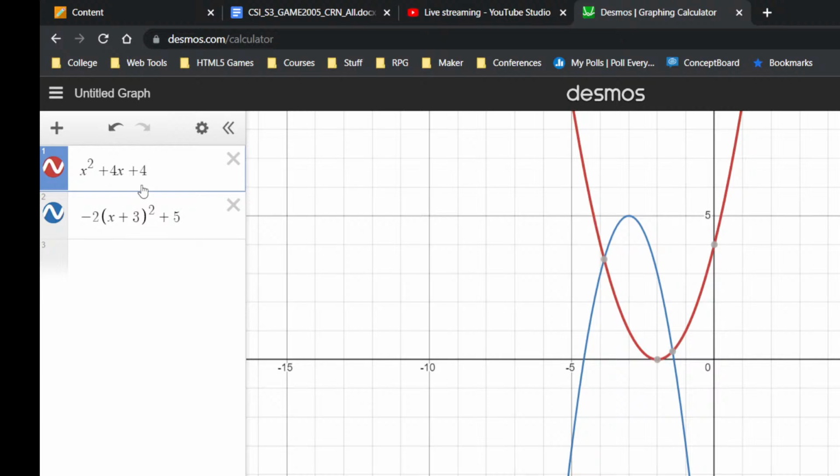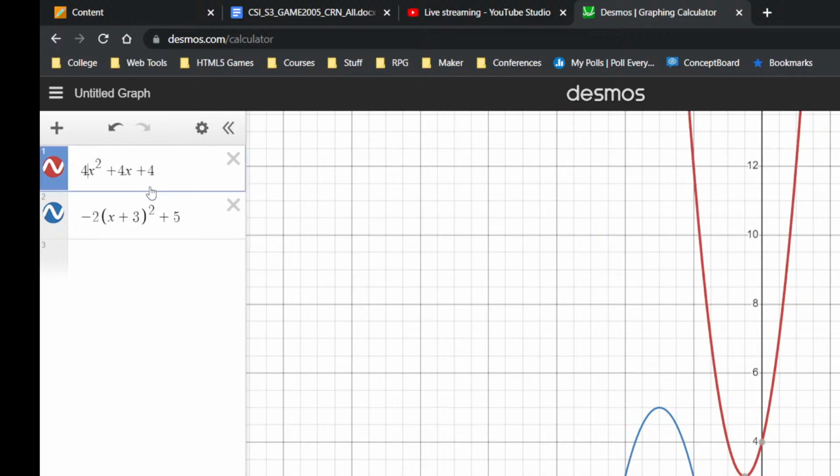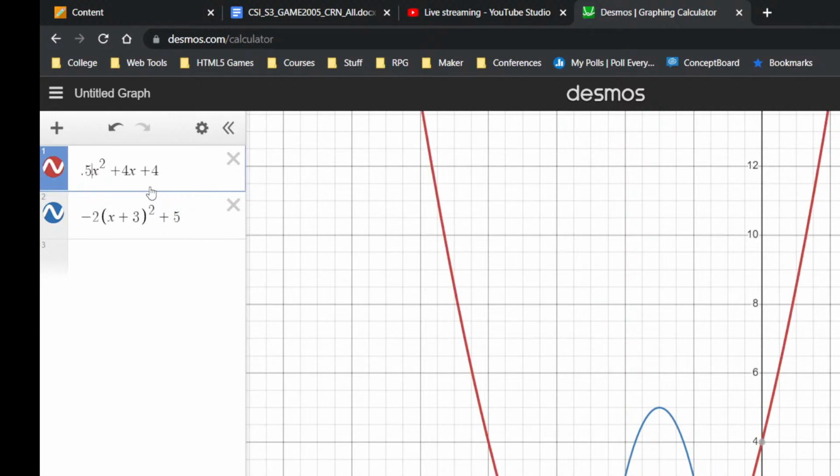Okay, so this is the curve, right? The last one moves it up and down, the middle one moves it left and right, and this one, if I go like 4, look what it does. If I multiply the first term to make it bigger, it actually makes the parabola more narrow. If I make it smaller, let's say 0.5, it makes it wider, right? So it opens up the legs of the parabola to make it wider or narrower, depending on what you want to do.